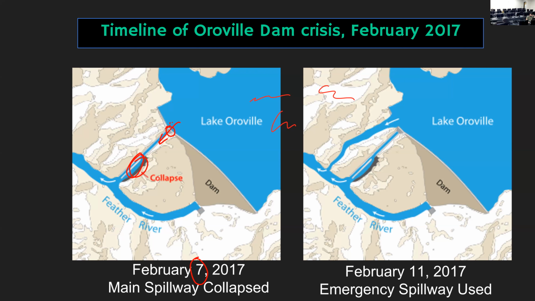But the main problem was that the water was continuously rising. So the options they had were to open this main spillway again, or use the emergency spillway, which had never been used since the construction of the dam. The time it took to make this decision passed, and they eventually opened the emergency spillway on February 11.